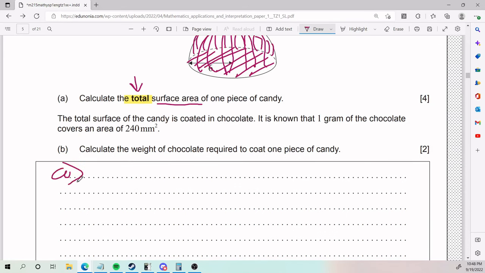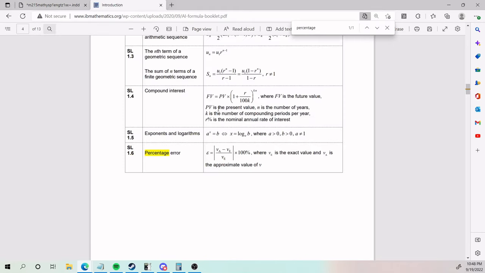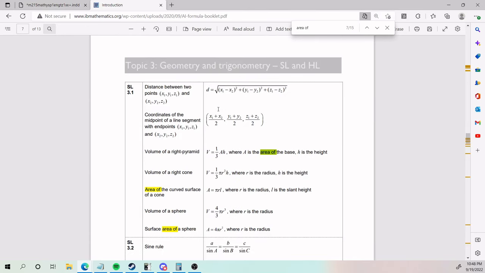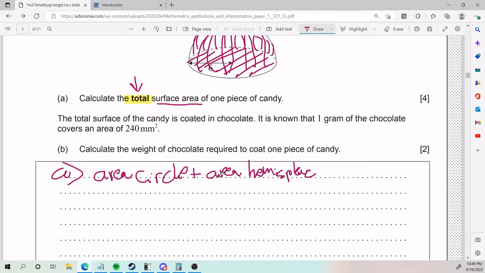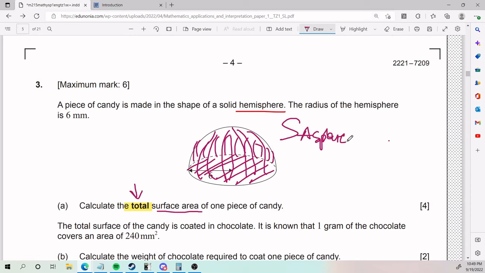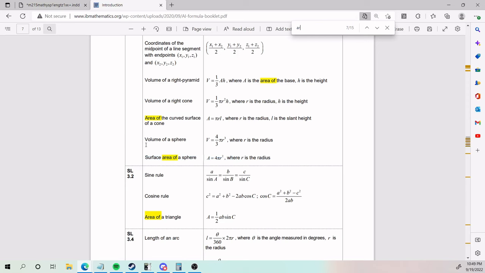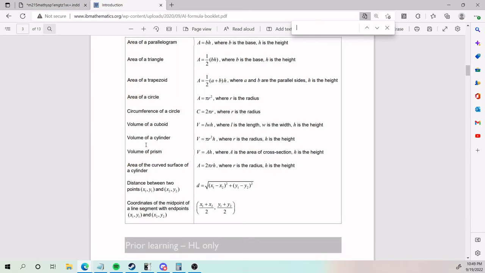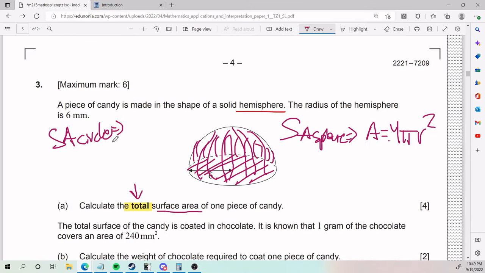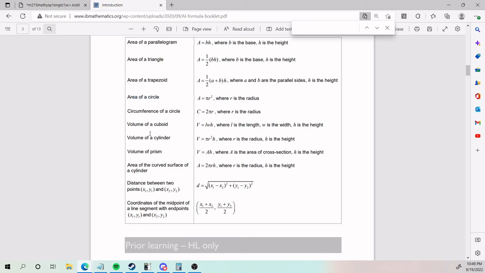So the total surface area for part A is going to be area of circle plus area of hemisphere, see? And so pulling out the formula booklet, whatever, I'll just show you guys, why not? Here we have the surface area of a sphere, it's that there, ¿cierto? The surface area of a sphere, we saw, is 4 pi r squared, ¿cierto? The area of a circle, that's how they put it, is right here, ¿cierto? So the area of a circle is A equals pi r squared.